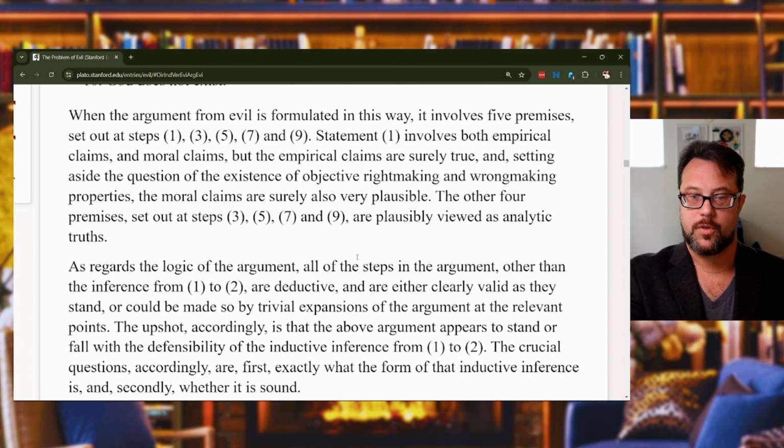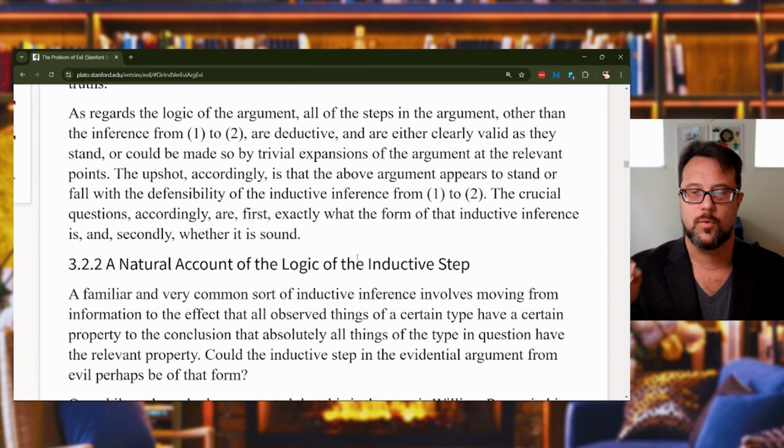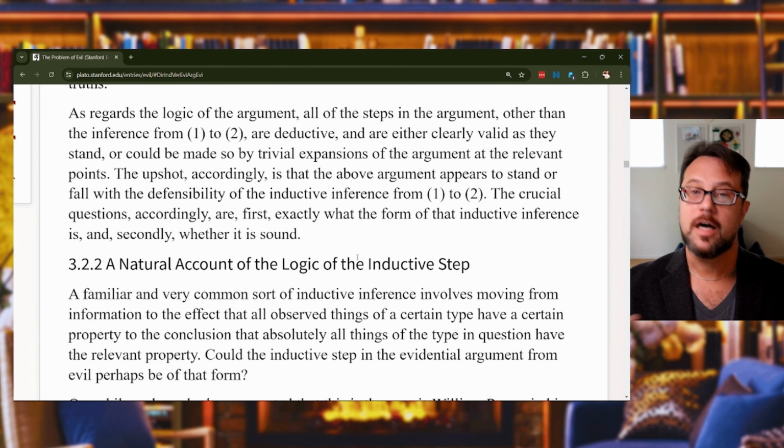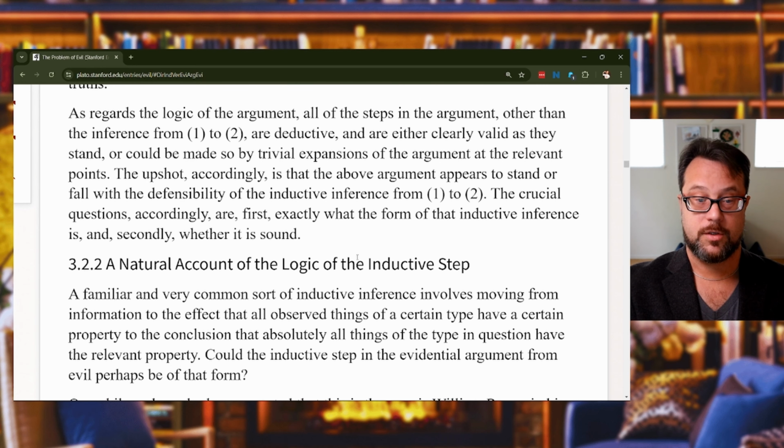So the only place, as you can see here, to really object to the argument, aside from sort of giving up on God as an omni-God, is to look at the inference from 1 to 2.